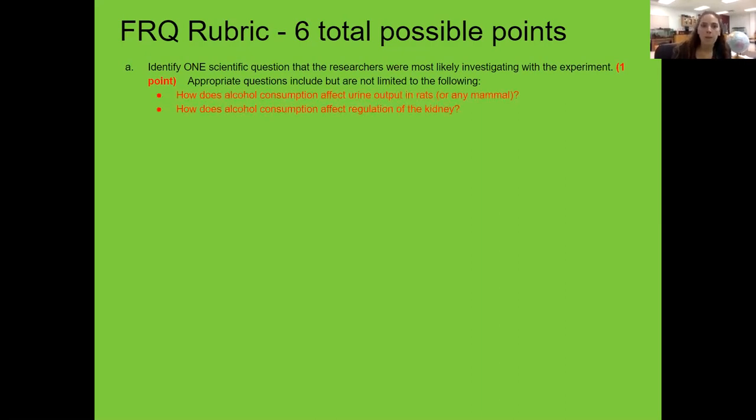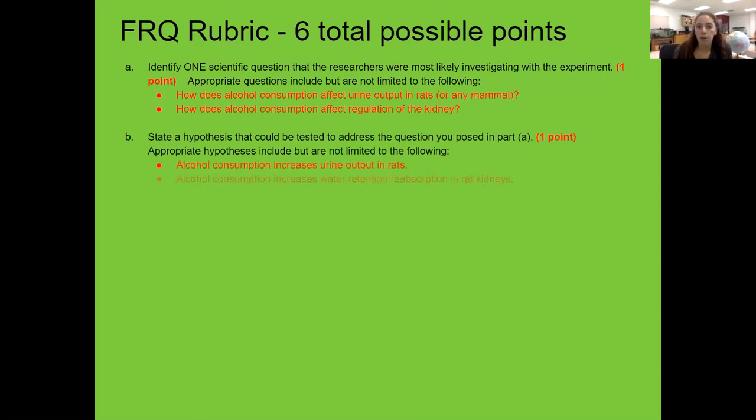We have part A, identify one scientific question that the researchers are most likely investigating. Some questions could include, how does alcohol consumption affect urine output in rats? How does alcohol consumption affect regulation of kidneys? I frequently see students put, how does the concentration of alcohol or the percentage of alcohol affect urine output or the amount of urine? Those would all be acceptable questions that you could earn your point for.